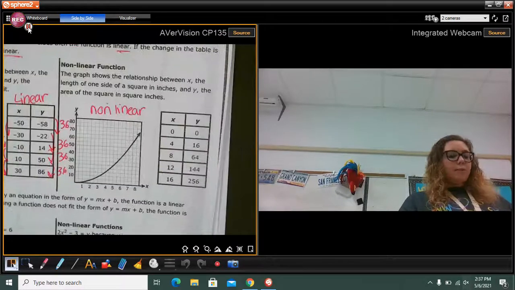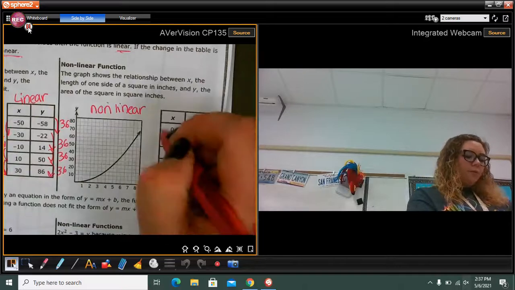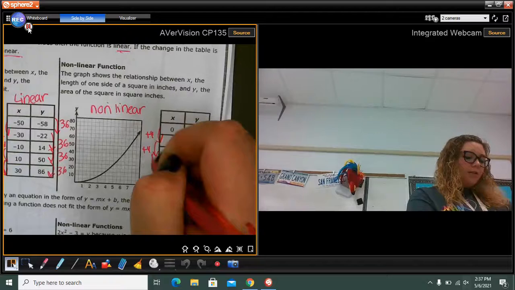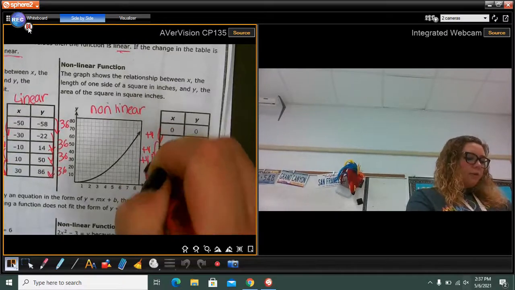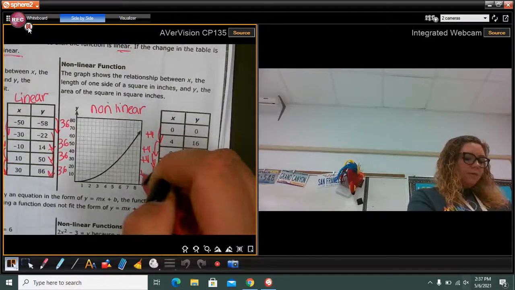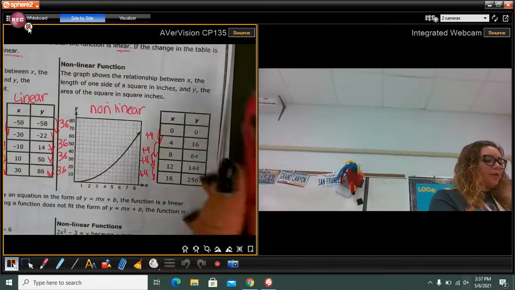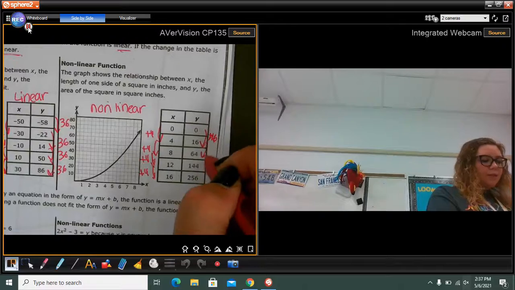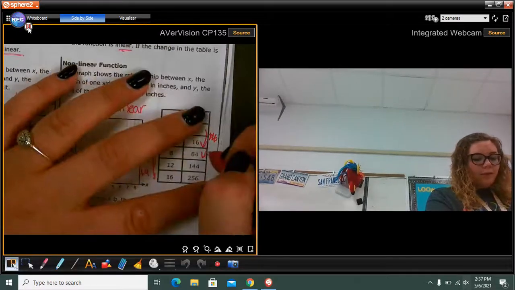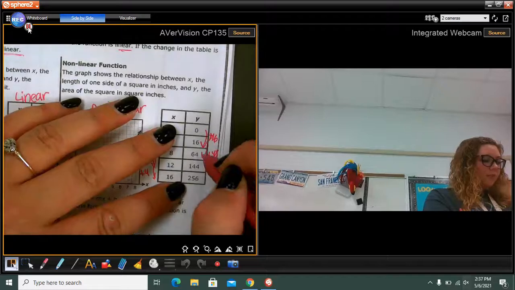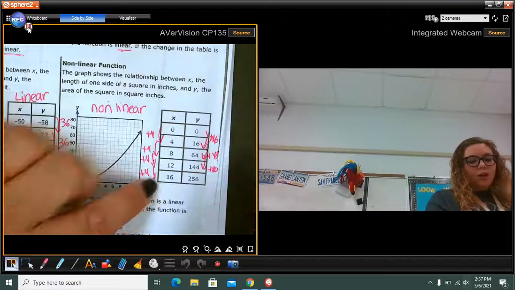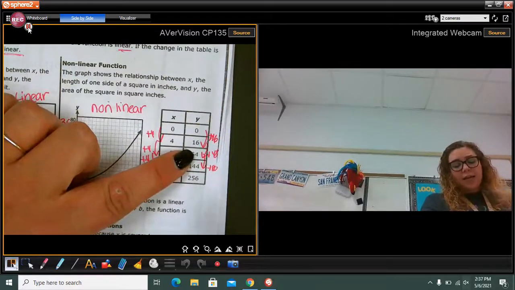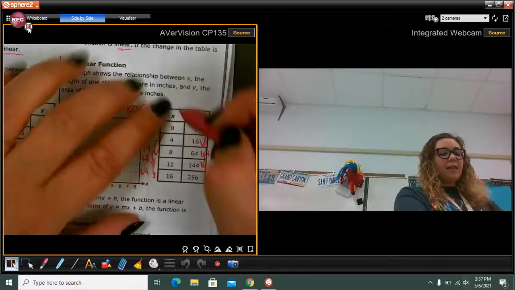So let's look at this one. 0 to 4, plus 4. 4 to 8, plus 4. 8 to 12, plus 4. 12 to 16, plus 4. Now let's look at my y values. 0 to 16, plus 16. 16 to 64, plus 48. 64 to 144, plus 80. So we can already see, yes, this side is constant, but this side is not. Okay, and if any side is not constant, it's going to be non-linear.